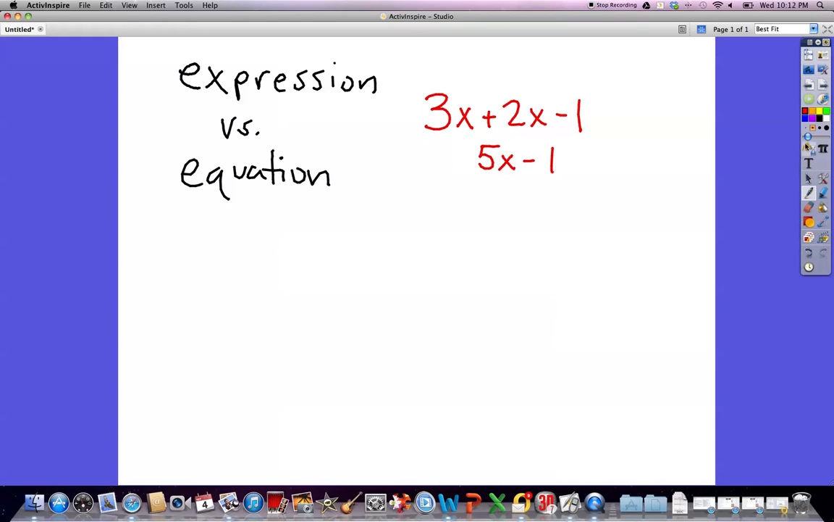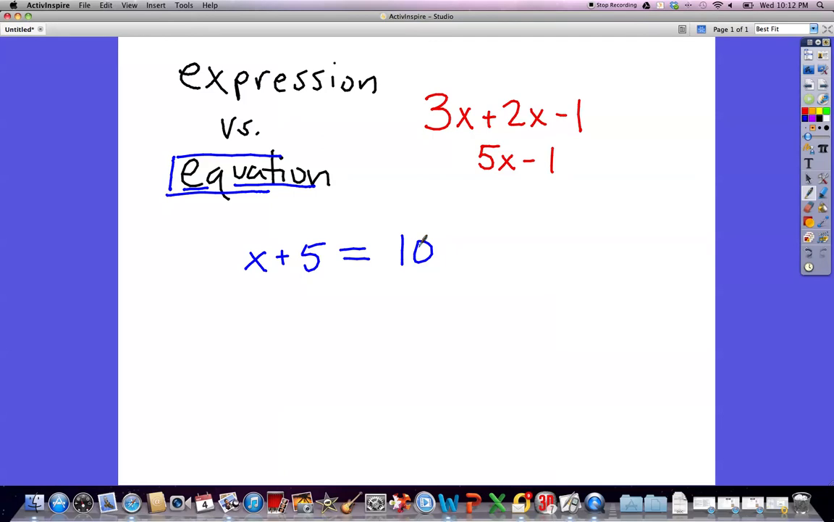Which brings me to what is an equation. An equation is something that has an equal sign. You see the word equal inside this word equation. It has an equal sign. For instance, x plus 5 equals 10.